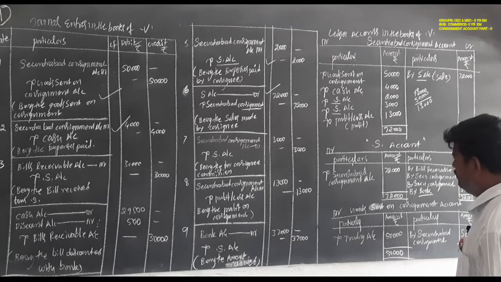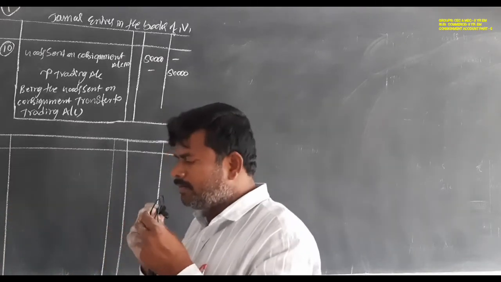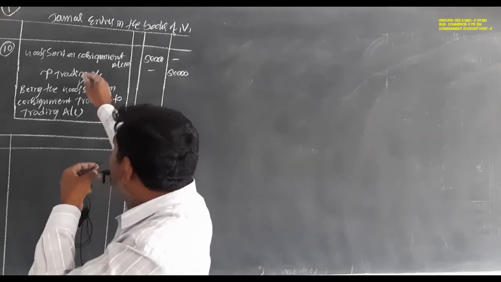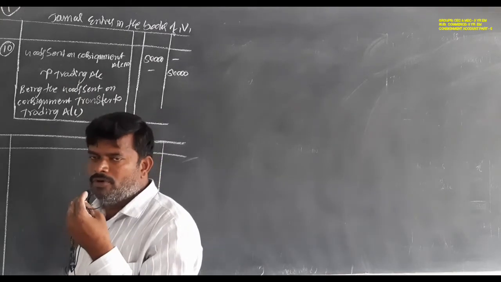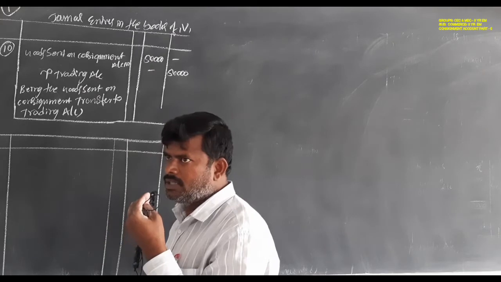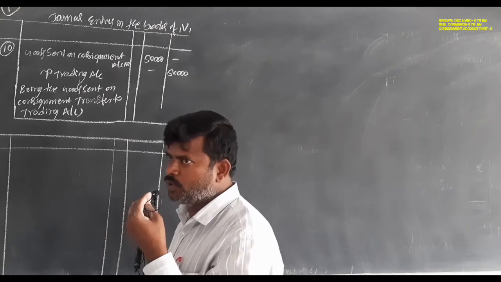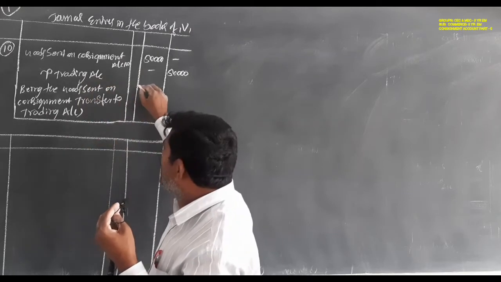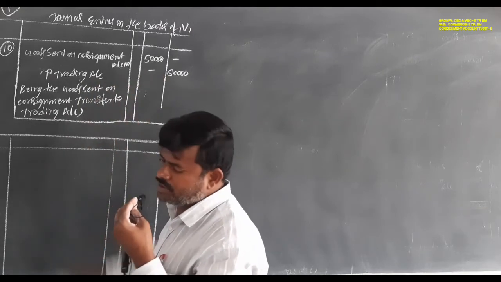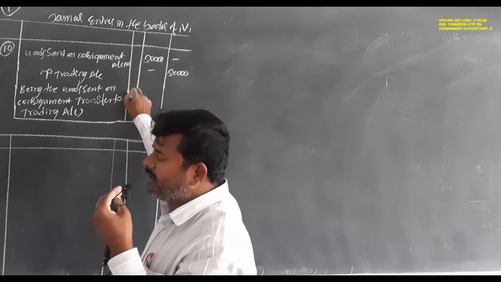There is no place for entry. In the last entry in the books of consignor, goods sent on consignment account debit to trading account. Why? Because the amounts purchased are shown as goods sent on consignment, so it must be transferred to trading account. This is the last entry in the consignor books, made after completion of all ledger accounts.